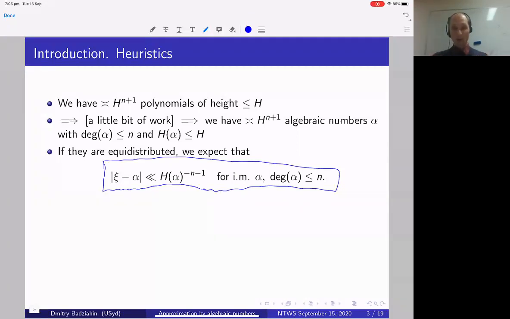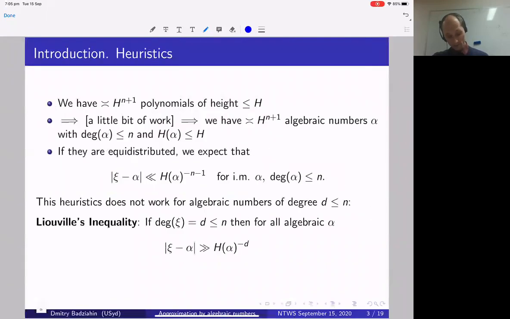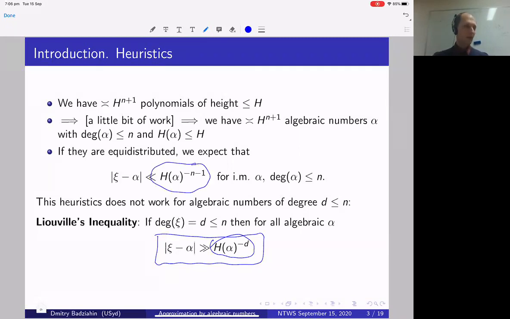If you look a bit deeper into this question, we'll see that this heuristics does not always work. For example, it does not work for algebraic numbers. Let's take an algebraic number psi of degree d at most n, then the classical Liouville's inequality gives us that psi minus alpha is always at least H of alpha to the power minus d, which is much bigger than H of alpha to the power minus n minus 1. In some sense, it shows that algebraic numbers do not like each other.